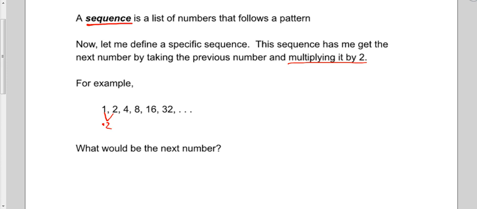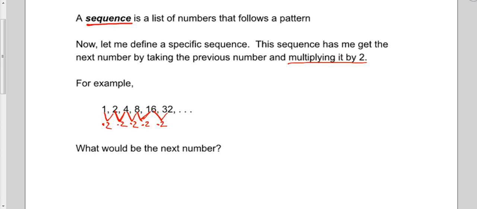So that works. Well, what is 2 times 2? Does that get me 4? It does. I take 2, I multiply it by 2, and it gets me 4. How do I go from 4 to 8? I take 4 and I multiply it by 2, and I get 8. From 8 to 16, I take 8, I multiply it by 2, and I get 16. From 16, I take 16, I multiply it by 2, and I get 32.